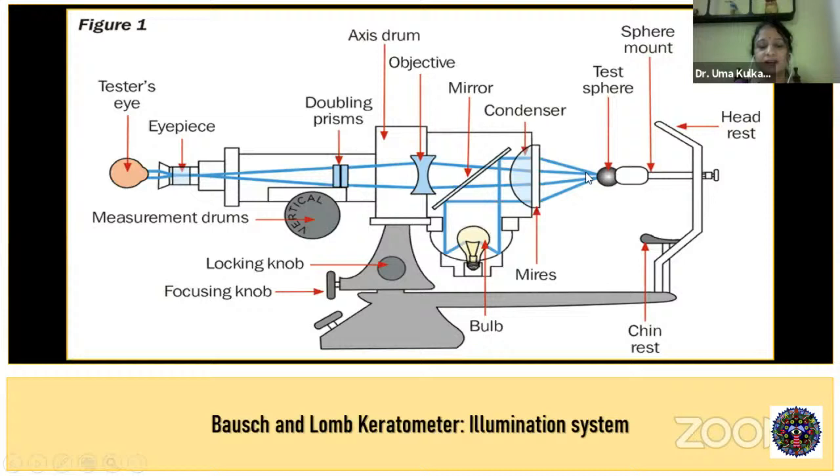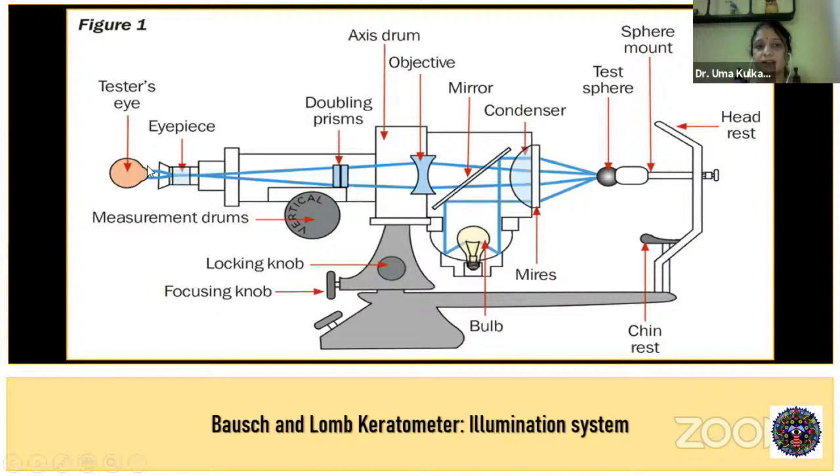Okay. So I'll just orient you to this diagram. These are the different knobs that you move. This is the focusing beam. This is the drum. This is the rotating knob, which is for the vertical. On the other side is the horizontal rotating knob. And this is the patient's side. This is a chin rest.